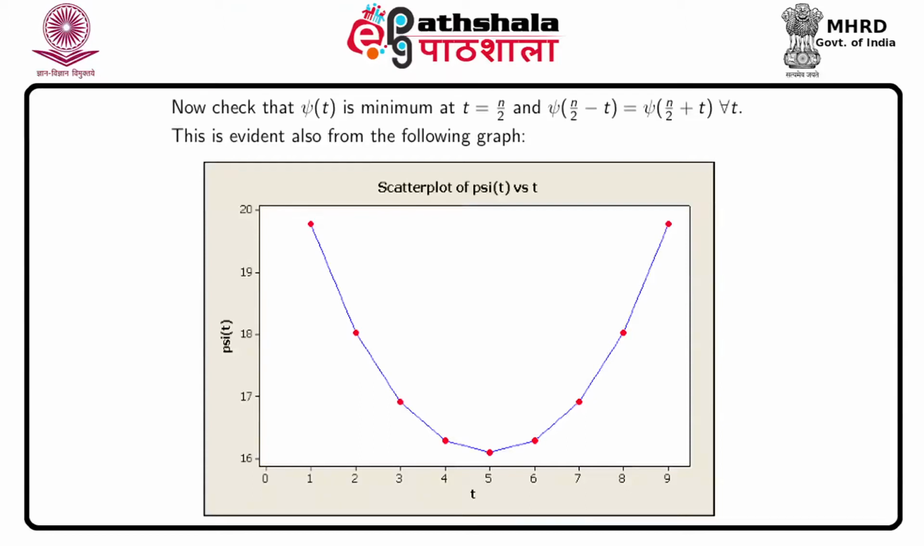Now check that the function psi t is minimum at t equal to n by 2, and psi at n by 2 minus t is equal to psi at n by 2 plus t for all t, which means the function psi is symmetric about n by 2. This is evident also from the following graph, which shows the plot of the psi t function against t.